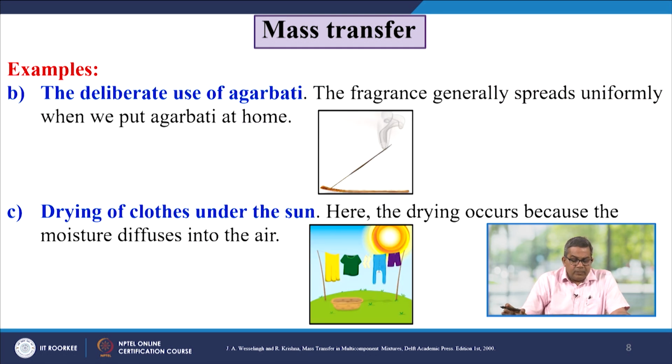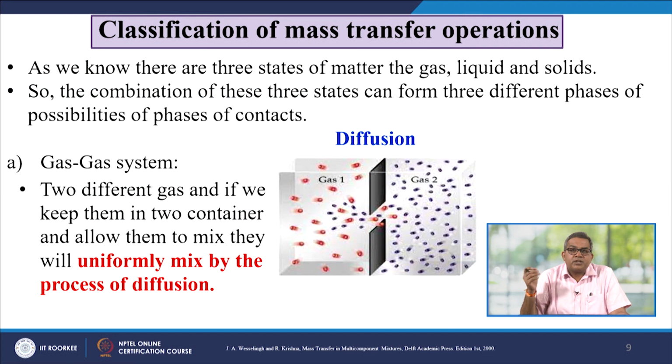Another example is the deliberate use of agarbatti. The fragrance generally spreads uniformly when we light an agarbatti at home. If you light the agarbatti at one corner, over a period of time the fragrance reaches all corners, and you may say that the fragrance is distributed throughout the area in question. Then there is the drying of clothes under the sun. The drying occurs because the moisture diffuses into the air. So, these are some of the driving forces.